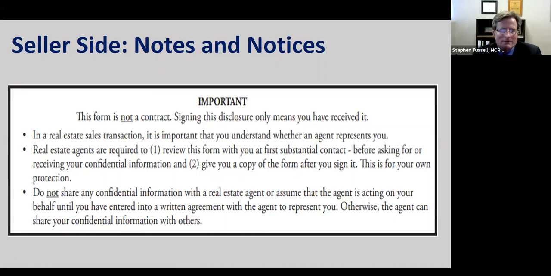This form also highlights very important information for the seller to understand. It says in a real estate sales transaction, it's important for you, the seller, to understand whether an agent represents you. And it says real estate agents are required to review this form with you at first substantial contact. It defines what that means by saying that before the broker receives any confidential information from the seller, the broker is required to review this form with the seller and give a copy of that form to the seller after the seller signs it. And then lastly, it cautions the seller not to share any confidential information with the agent or assume that the agent is acting on behalf of the seller until the seller enters into a written agency agreement with that agent. Otherwise, any confidential information that the broker receives could be shared with other folks.